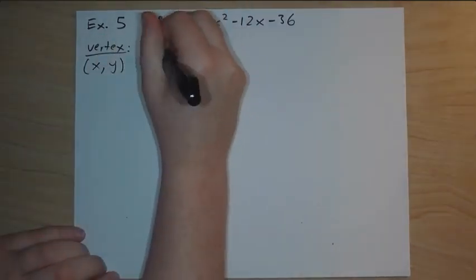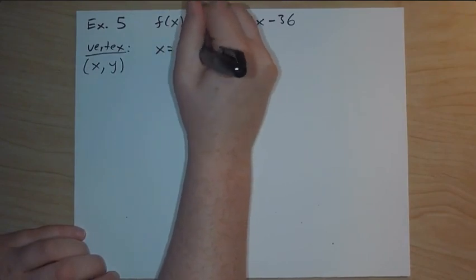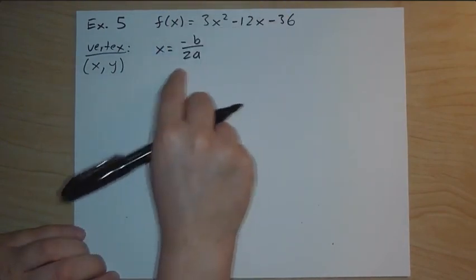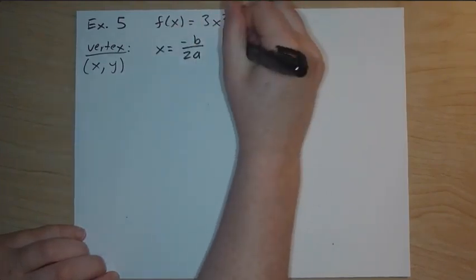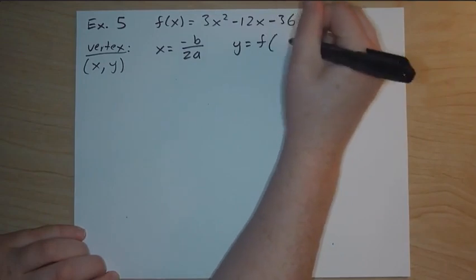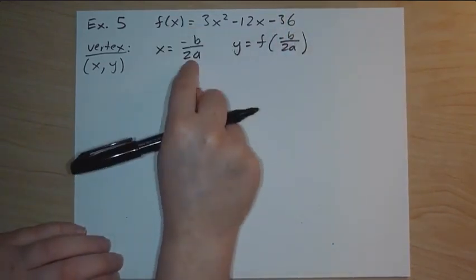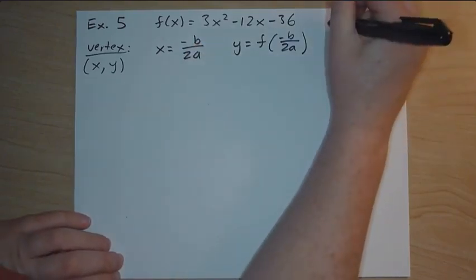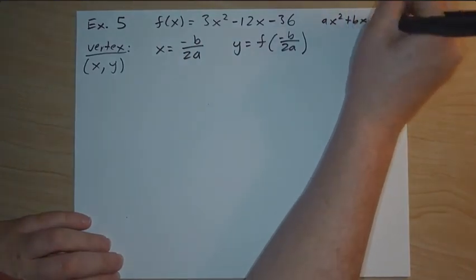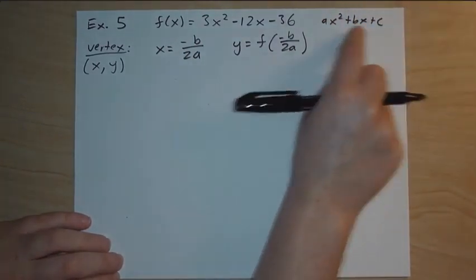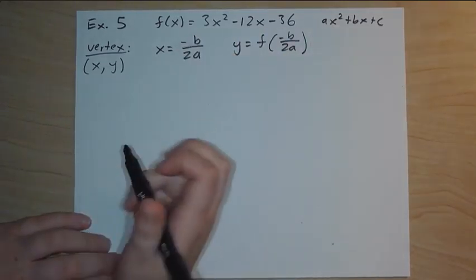The x value is going to come from the formula x is equal to negative b divided by 2a. We can find the y value by plugging in this x into our function up here. So our y is equal to f of negative b divided by 2a. The a and b come from the standard form of a polynomial, ax squared plus bx plus c, where our c is negative 36, our b is negative 12, and our a is 3.